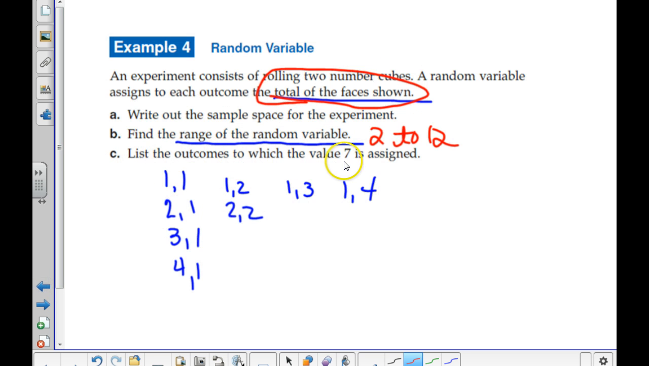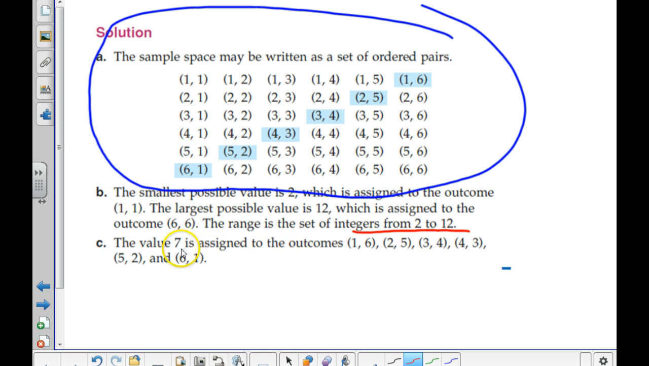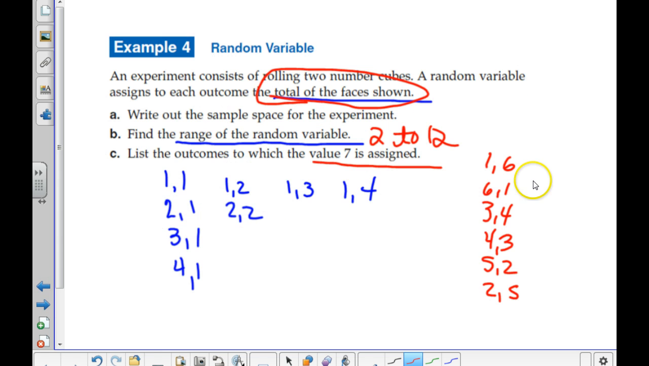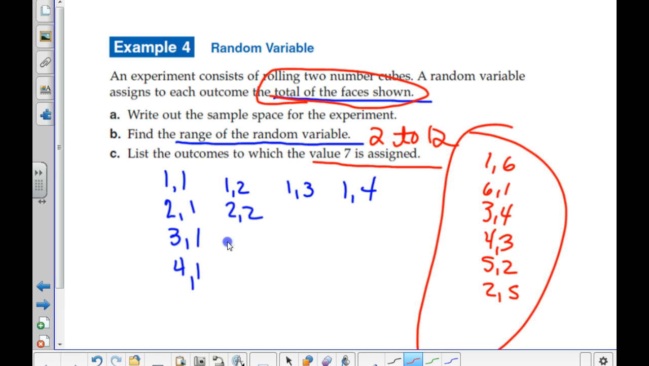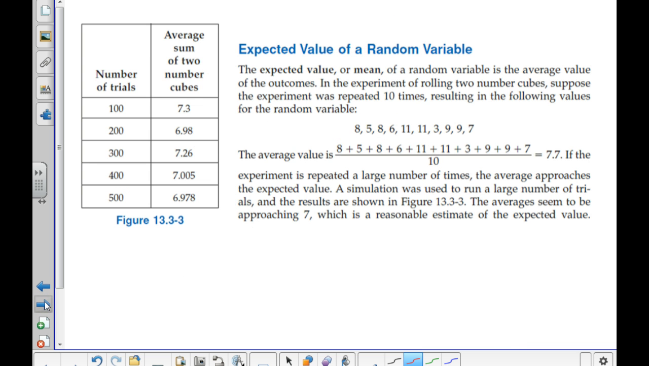List the outcomes to which the assigned value 7 is assigned. Well, you could get a 1 and a 6 or a 6 and a 1. What else could you get? Is that it? Okay. So the value of 7 is assigned to these 1, 2, 3, 4, 5, 6 different ways that you could get a 7. Okay. Random variable can be a little confusing.